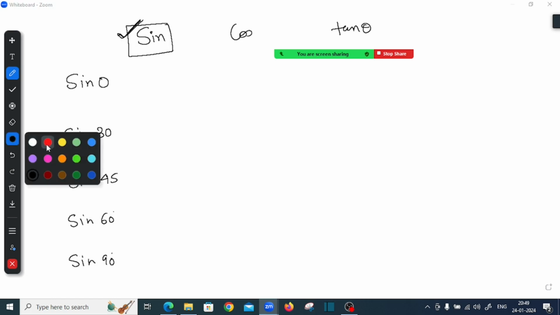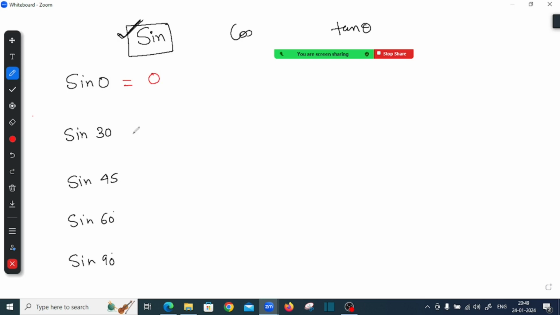First of all, these angle values are on the table of 15: 15 zeros, 15 twos, 15 threes, 15 fours, like this, right? Sine 0 is 0. Sine 30: if you pronounce this 30 in Hindi, 30 in Hindi is "tees." So sine tees is just like scientist, isn't it?